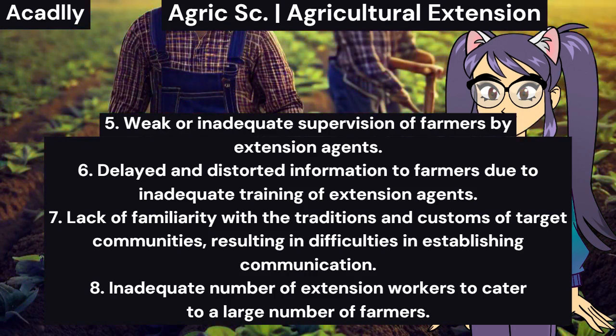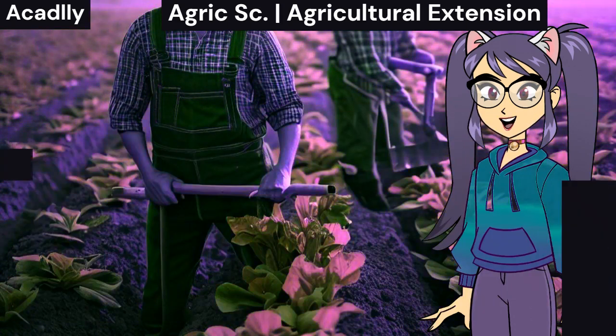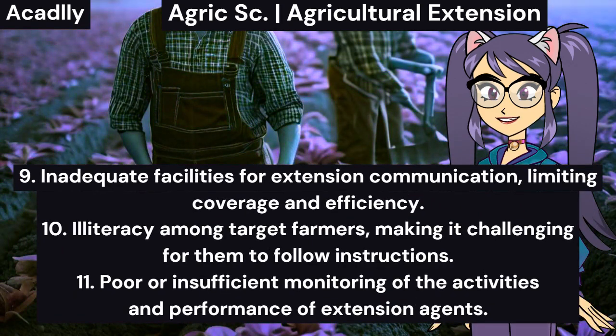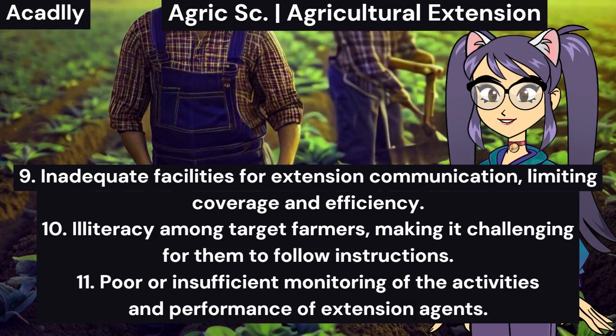7. Lack of familiarity with the traditions and customs of target communities, resulting in difficulties in establishing communication. 8. Inadequate number of extension workers to cater to a large number of farmers. 9. Inadequate facilities for extension communication, limiting coverage and efficiency. 10. Illiteracy among target farmers, making it challenging for them to follow instructions. 11. Poor or insufficient monitoring of the activities and performance of extension agents.